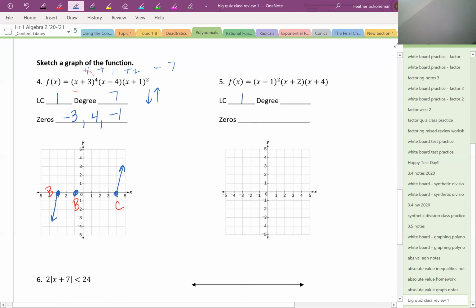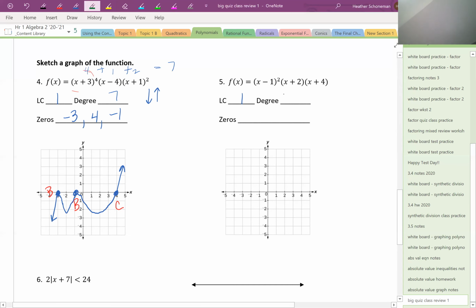So when I draw that, I'm crossing here and bouncing. No, I'm not crossing there. I did that wrong. I just did the opposite of what I told you to do. I am bouncing here, and crossing at the end. All right, let's look at the next one.